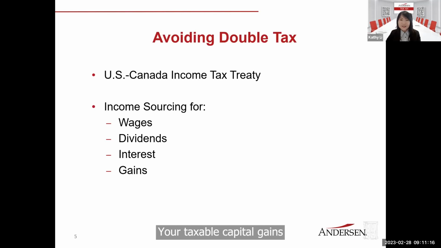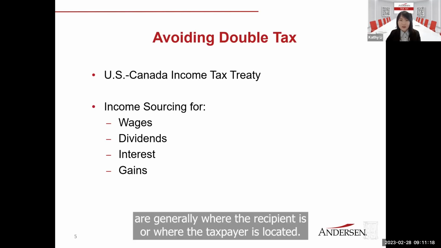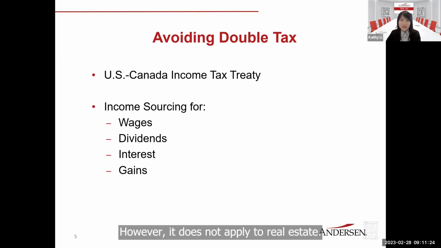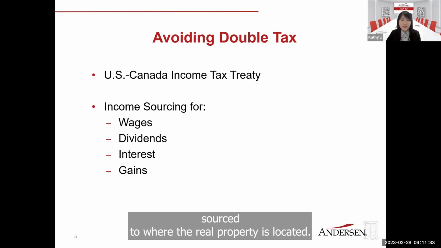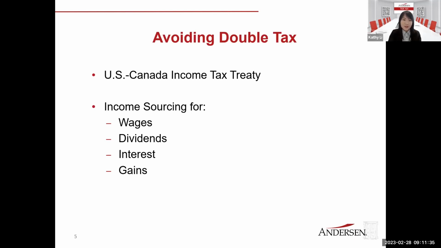Taxable capital gains are generally where the recipient is, or where the taxpayer is located. However, it does not apply to real estate, so real property. Real property gains would be sourced to where the real property is located. Okay.